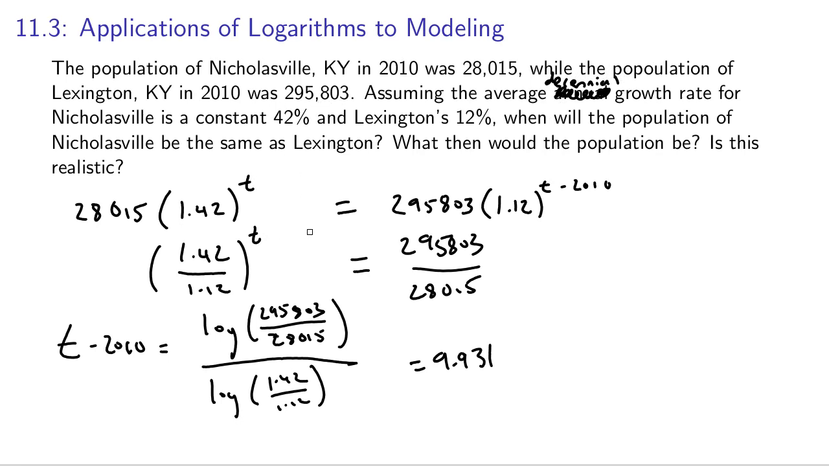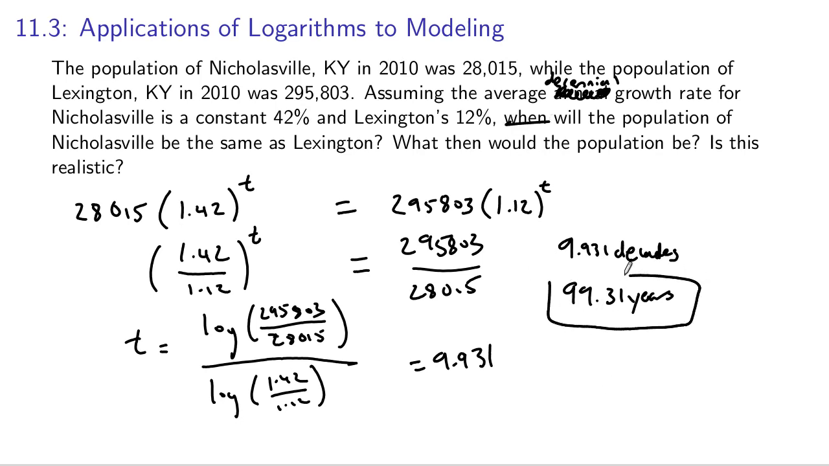Let's just erase the minus 2010 part and fix our work here. So t is just in decades, basically. Okay. So 9.931 decades. That makes more sense. In 9.931 decades, that would be 99.31 years. That's the answer to the first question.